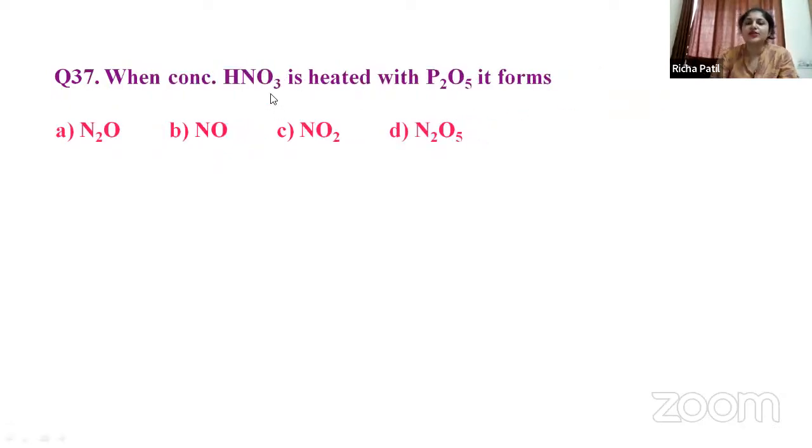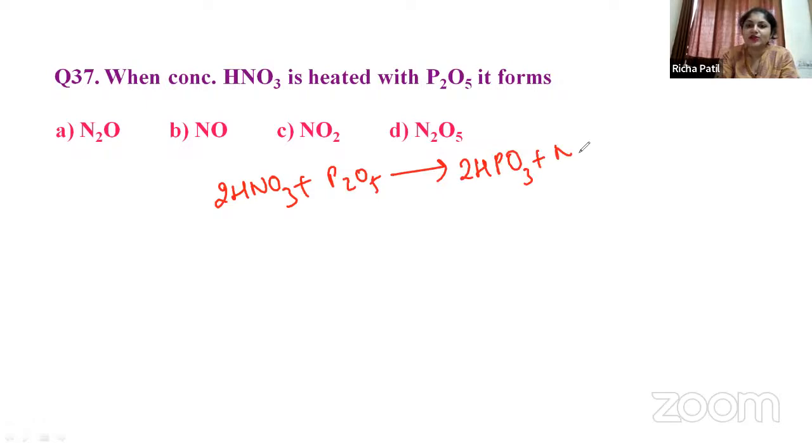When concentrated HNO3 is heated with P2O5, it forms what? We'll write the reaction. When 2HNO3 reacts with P2O5, it gives you 2HPO3 plus N2O5. So the answer is D. Remember this: when concentrated HNO3 is treated with P2O5, D is the answer.